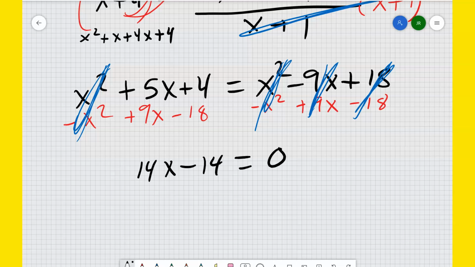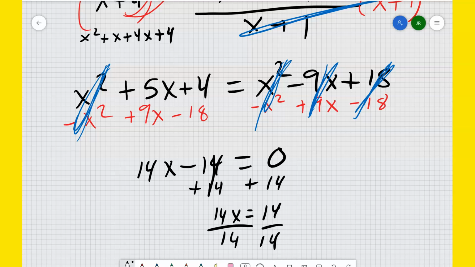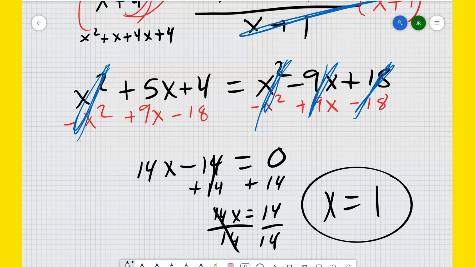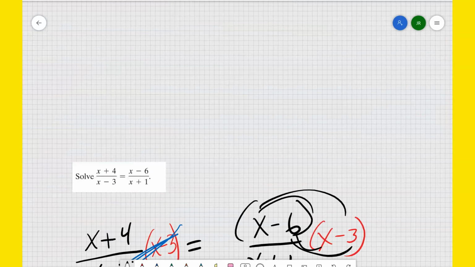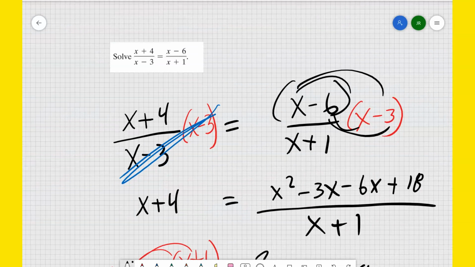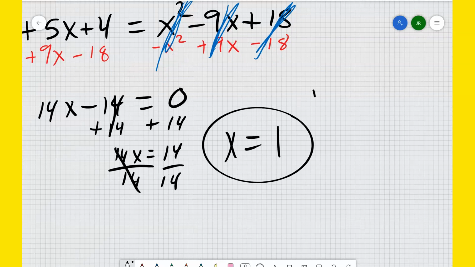Just get x by itself now by adding 14 to both sides. So 14x equals 14. Now divide by 14. And x equals 1 is my answer. But I got to go check it. I got to make sure that plugging 1 in for x doesn't make the bottom of that fraction be 0. Well, if I plug 1 into the left one, I definitely don't get 0 on the bottom. If I plug 1 into the right one, I don't get 0 on the bottom either. I get 2, 1 plus 1 is 2. So 1 is a good answer.